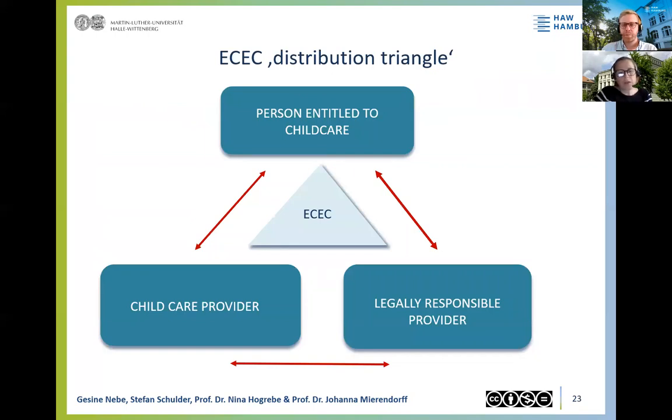All in all, in our research it already proves fruitful to work with the ECEC distribution triangle schema. It visualizes that the aim to prevent segregation in ECEC should be addressed by looking at segregation as process as well as result of courses of action of childcare providers as well as parents and legally responsible providers.